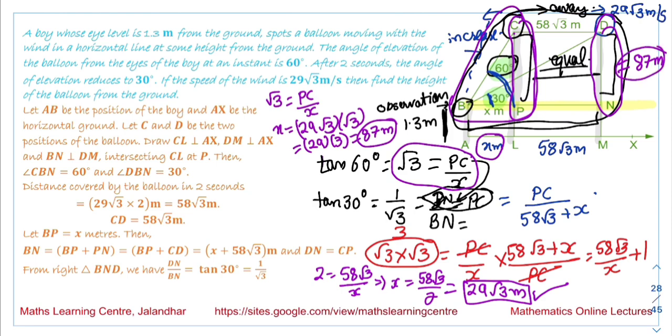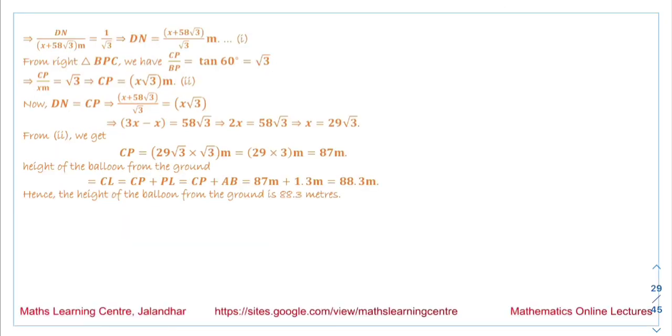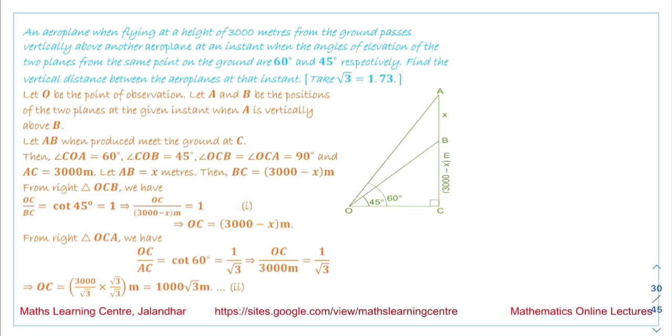Next we have an aeroplane flying at a height of 3000 meters from the ground that passes vertically above another aeroplane at an instant when the angles of elevation of the two planes from the same point on the ground are 60 degrees and 45 degrees.